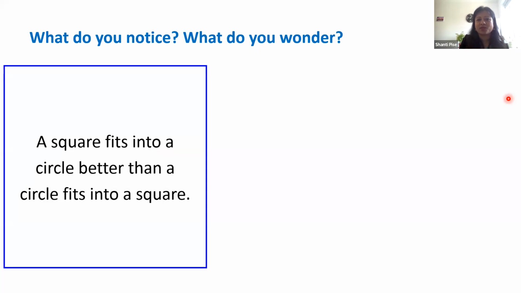इसका क्या आंसर हो सकता है? What do you think? A square fits into a circle better than a circle fits into a square. Circle fits better in a square. Okay, Meenakshi. Does that mean a circumcircle? Okay, circumcircle? Yeah, right. Square in a... Okay, that's what I am saying.